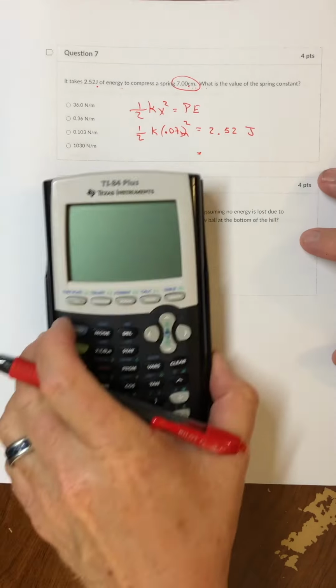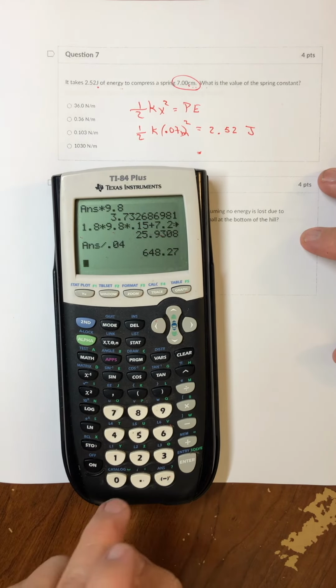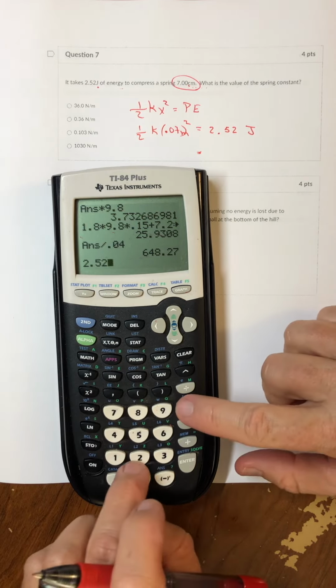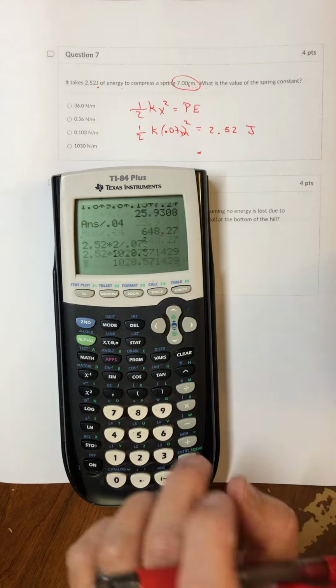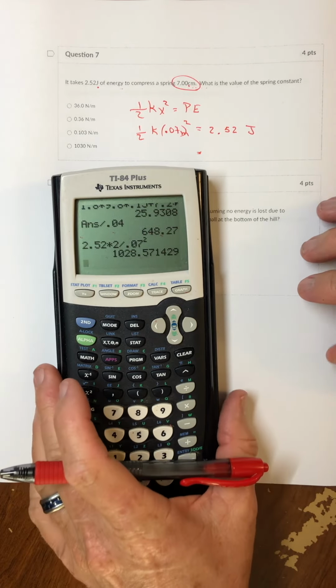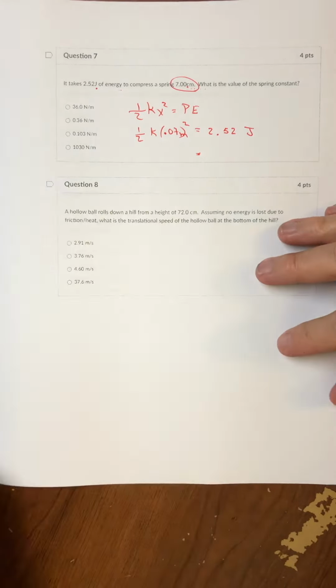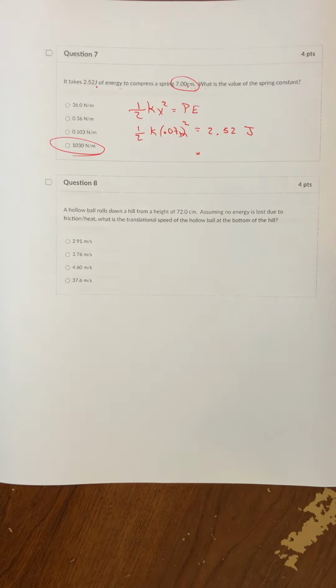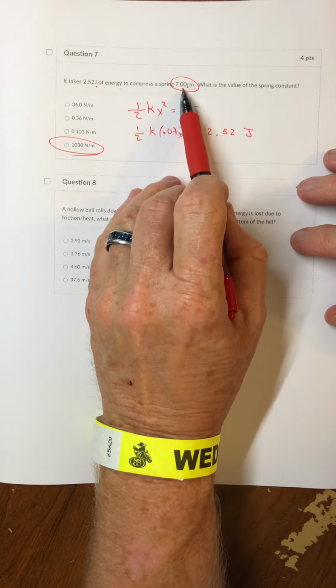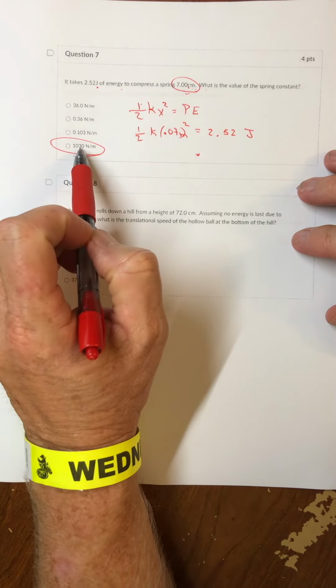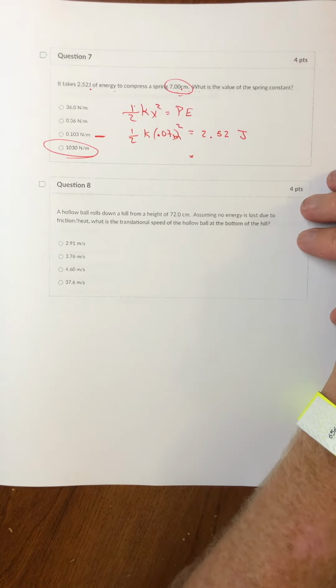I can now solve this for the k value. So 2.52 multiplied by 2, then divided by 0.07 squared. And it looks like we're at 1,028, or to three significant figures, 1,030. So that would be the spring constant. And I think if you don't convert your units, you're going to be changing this by 4 decimal places, right? 1, 2, 3, 4. So you probably would jump on and get that one incorrect.